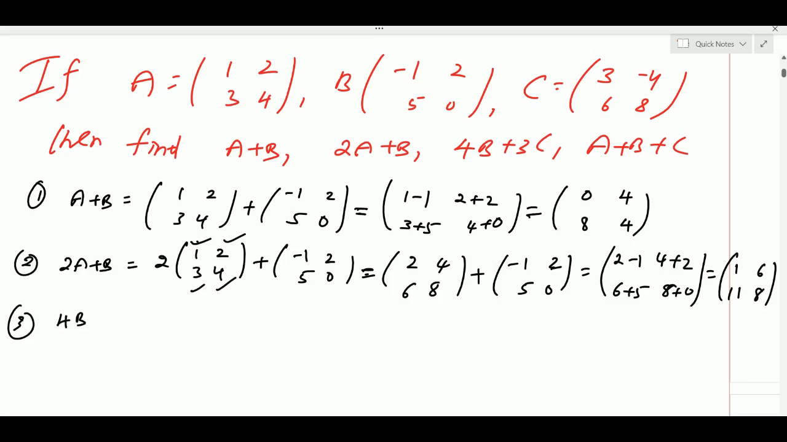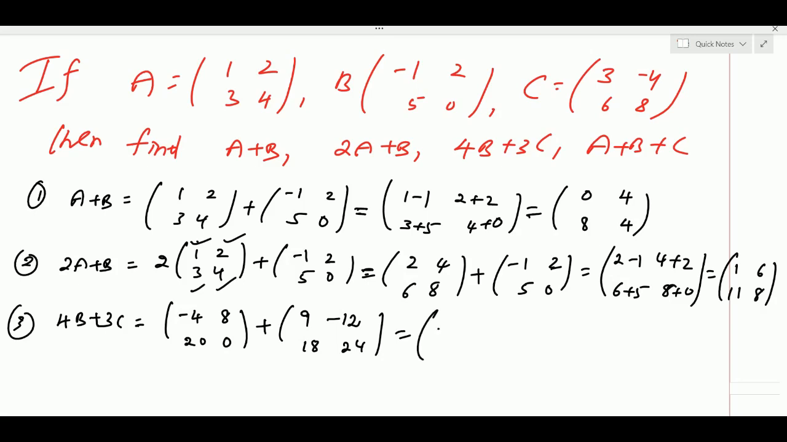4B plus 3C means B should be multiplied with 4 and C with 3. Shall I use directly? Yes, you know 4B means what? B is multiplied with 4. 4 into minus 1 is minus 4, 4 into 2 is 8, 4 into 5 is 20, 4 into 0 is 0. This is 4B. And 3C: C is multiplied with 3. That is 3 into 3 is 9, 3 into minus 4 is minus 12, 3 into 6 is 18, 3 into 8 is 24. So now we can add it.